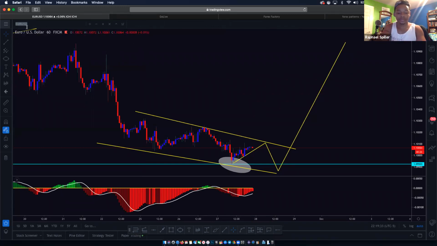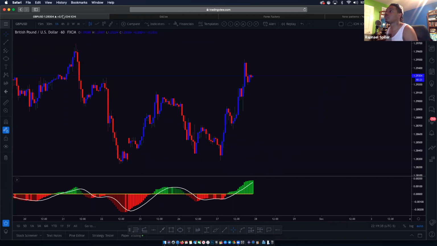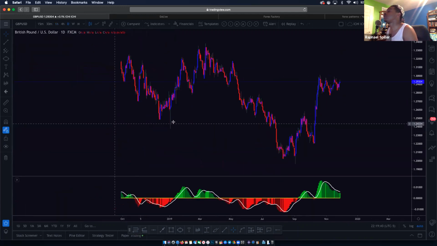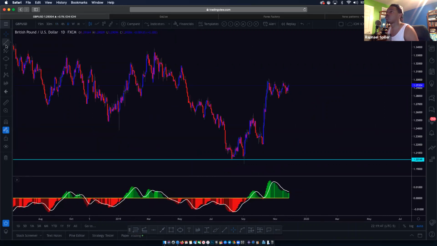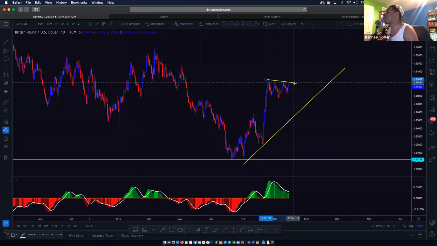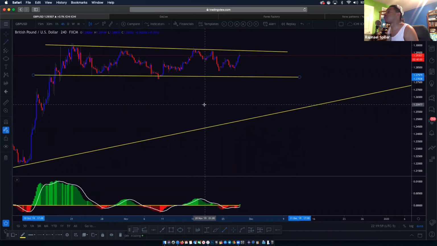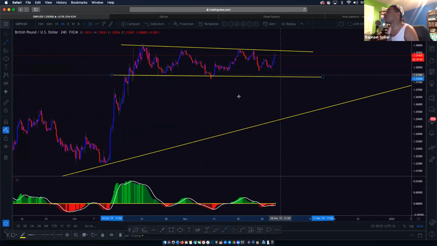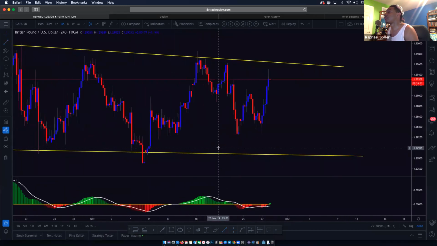Next, GBP USD. On GBP USD, all the GBP pairs, I'm definitely expecting an up move. I wanted them to drop a little bit, but it seems to me that they just want to play in this channel. Then this might consolidate all the way to this trend line. It might happen that way.